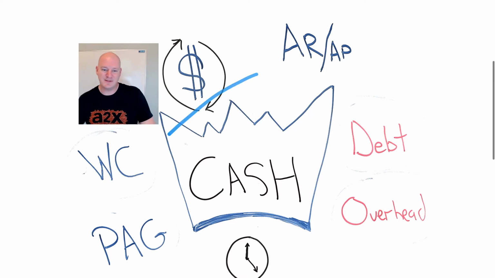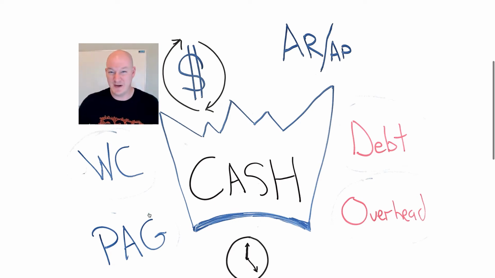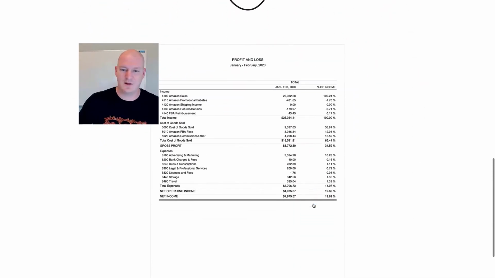Today, I want to talk about these two items down here at the bottom. Post-advertising gross profit is one of my favorite things to talk about because it's one of the most important metrics of profitability for an e-commerce seller. And I want to talk about how it relates to overhead. So let me scroll down here a little bit. Forgive this smaller version of a P&L here.